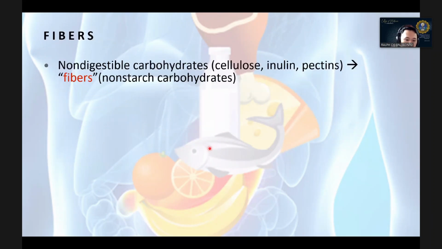Another question here. Is it true na if you take laxatives for a long time, you can become dependent? Yes, there are certain types of laxatives that can cause dependence.